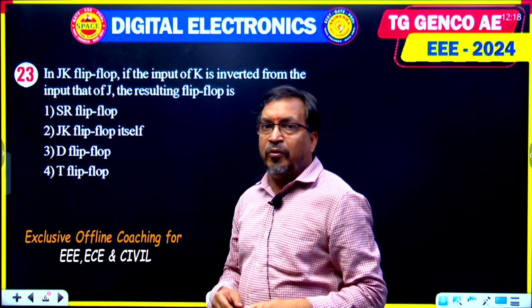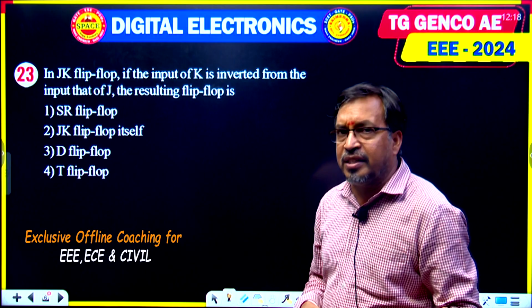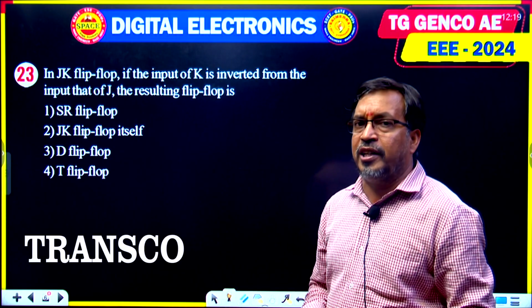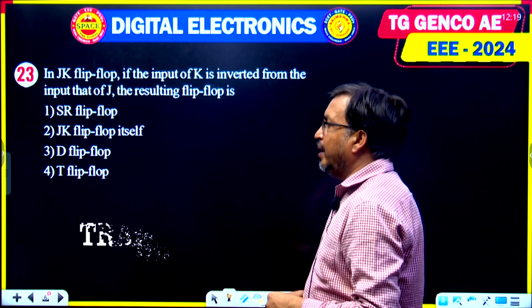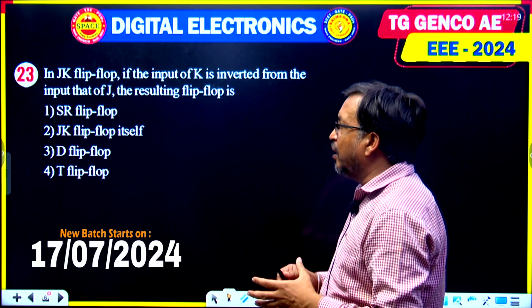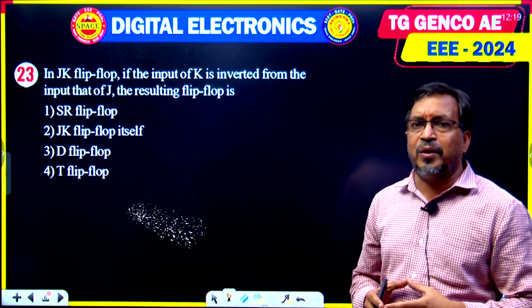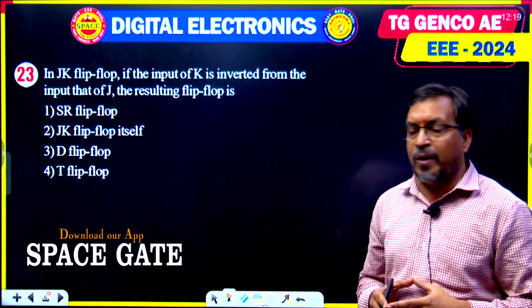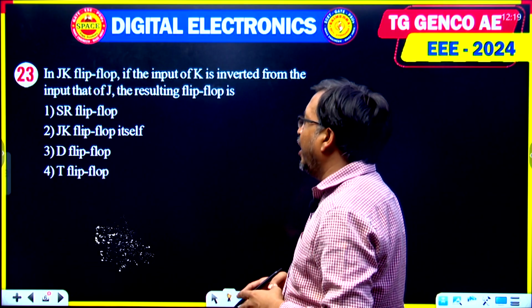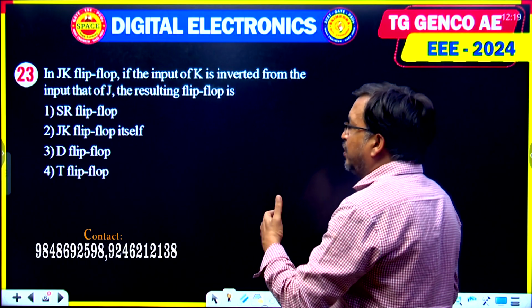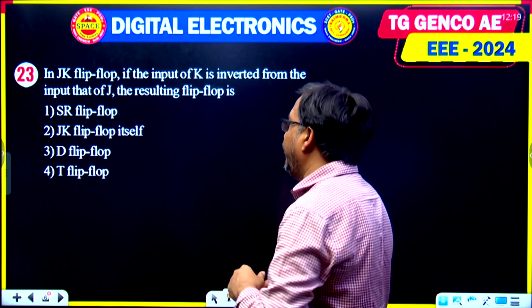Students, now we are discussing a digital electronics question. Only one question is asked in the electrical question paper. Serial number is 23 and the question is related to sequential circuits. In sequential circuits, the question is related to flip-flops. In JK flip-flop, if the input of K is inverted from the input that of J, then the resulting flip-flop is?